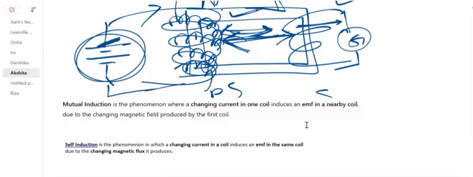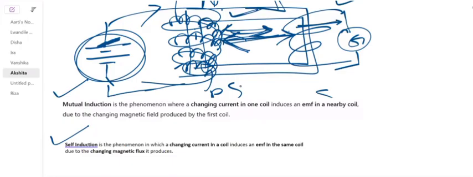Till here, if you want to ask anything, you can ask now. Is this now the transformers, ma'am? Yes, this now is the transformer. It is dependent upon mutual induction. Now next one is self-induction also.